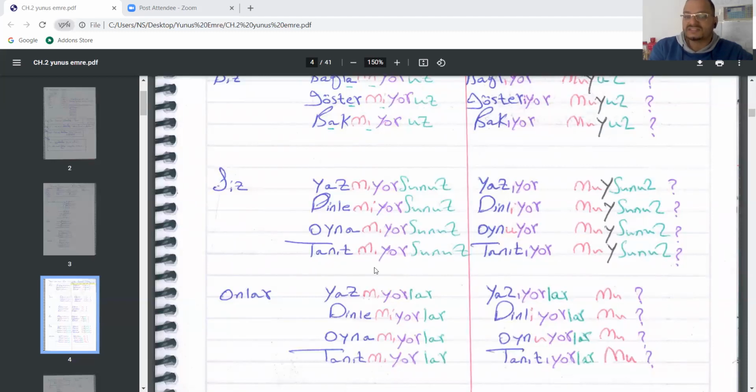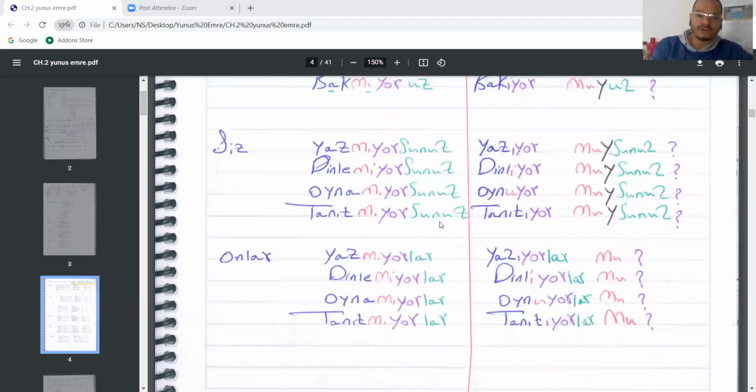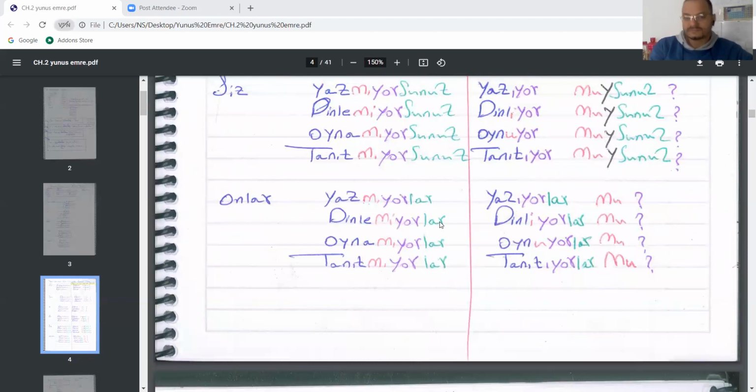oynamıyorsunuz, tanıtmıyorsunuz. Onlar yazmıyorlar. What does that mean here? I just put plus ler or lar, but because yor here is constant with all five forms, it will continuously be just lar. To be yazmıyorlar, dinlemiyorlar, oynamıyorlar, tanıtmıyorlar.